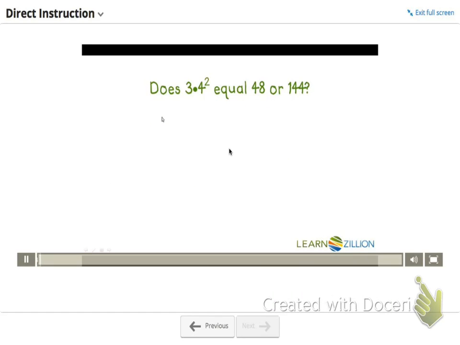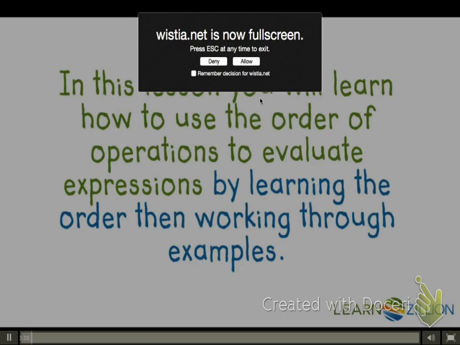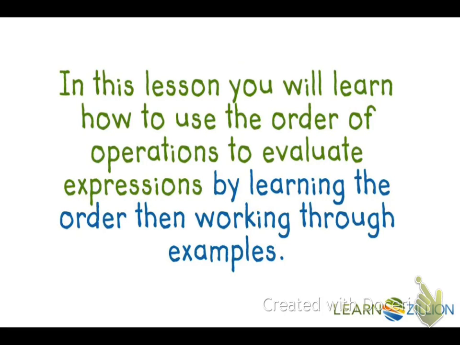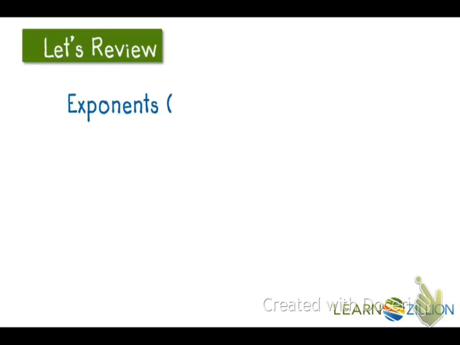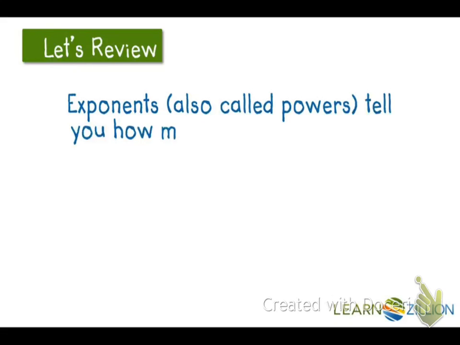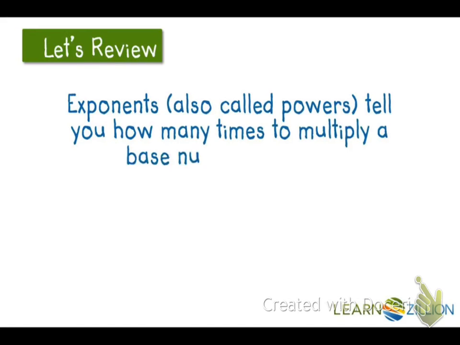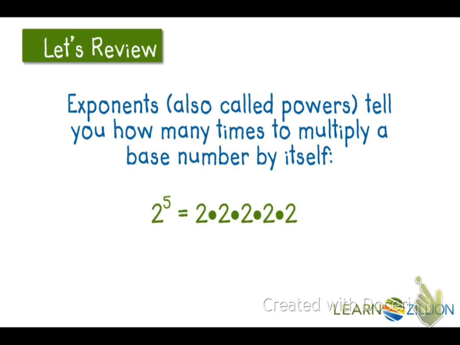Does 3 times 4 to the second power equal 48 or 144? What's your guess? In this lesson, you will learn how to use the order of operations to evaluate expressions by learning the order, then working through examples. Remember, an exponent, or power, tells you how many times to multiply a base number by itself. So 2 raised to the 5th power indicates we are to multiply 2 by itself 5 times.